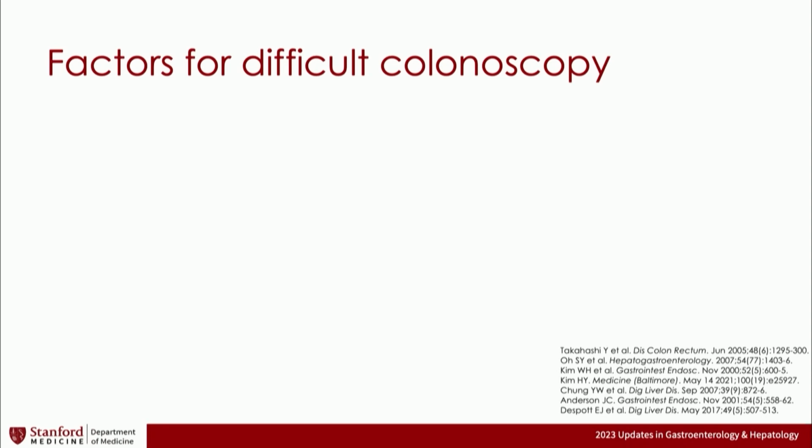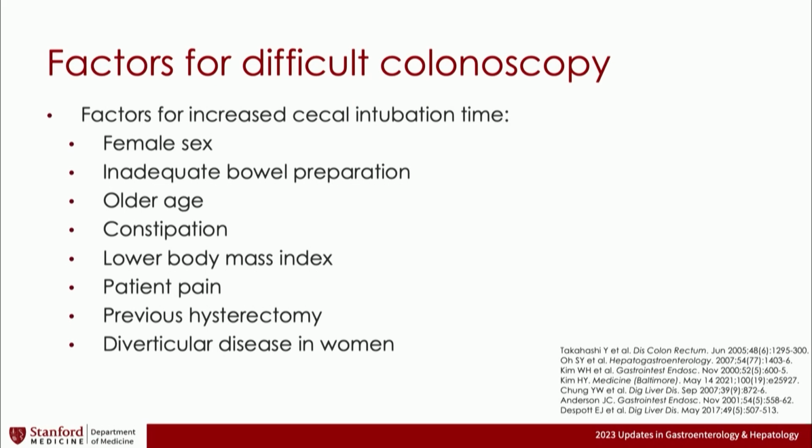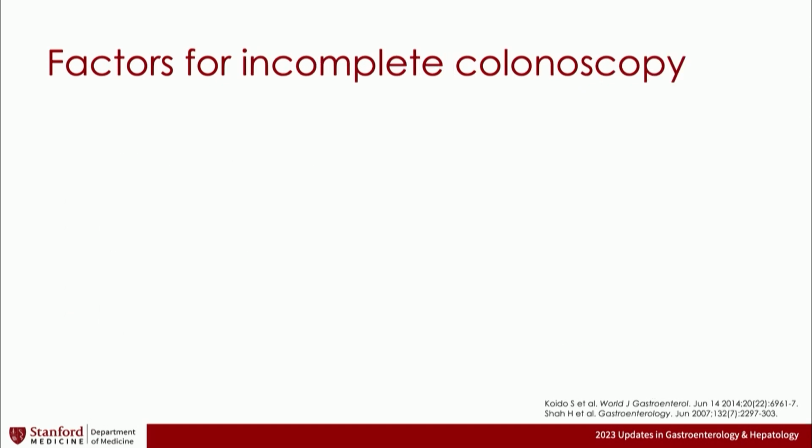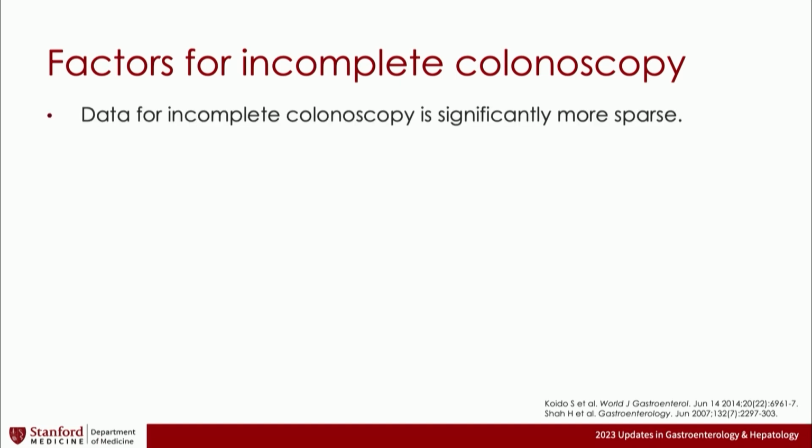Several studies have been looking at factors for difficult colonoscopy, and specifically looking at what are increasing cecal intubation time as a surrogate for difficult colonoscopy. And factors that have been identified have included female sex, inadequate bowel preparation, older age, constipation, lower BMI, patient pain, previous hysterectomy, and diverticular disease in women. Studies looking at factors for incomplete colonoscopy are significantly more sparse, and I think partly this is just because the numbers are also significantly fewer.